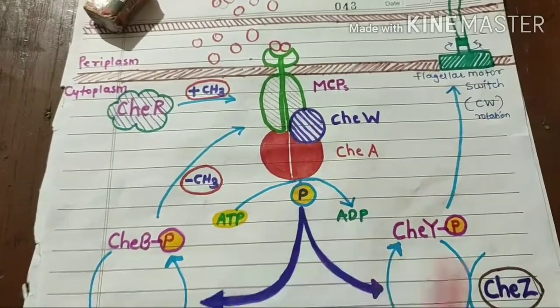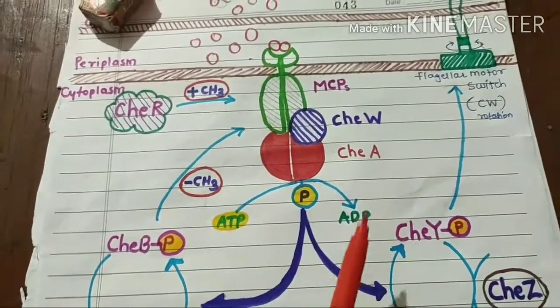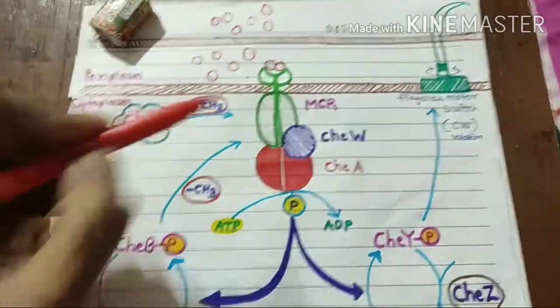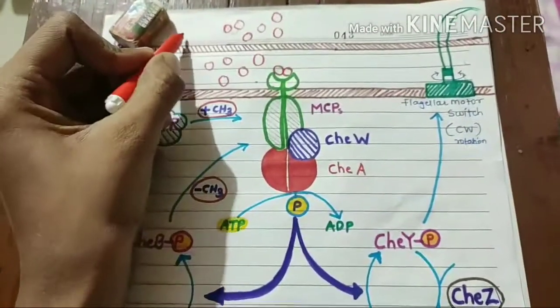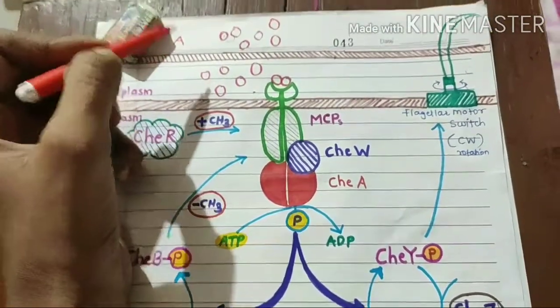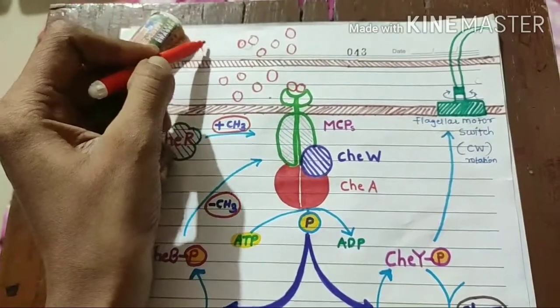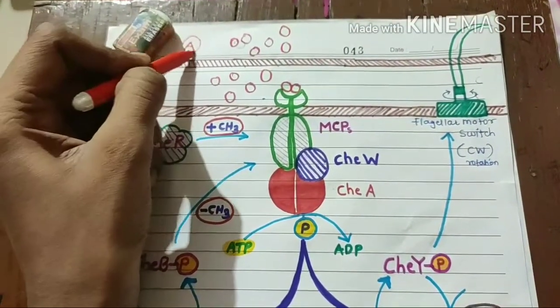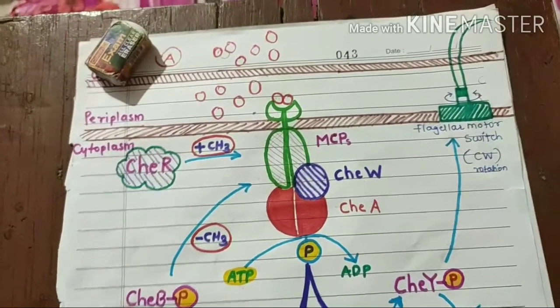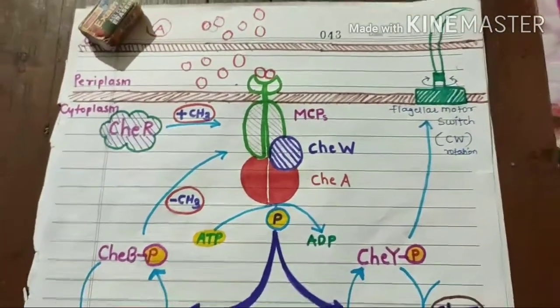So this phenomenon is known as adaptation, which means this bacteria or this cell has adapted to the concentration of this attractant. So for example, we will say that a concentration of chemoattractant was there, and after a few seconds or minutes the cell has become adapted to it.